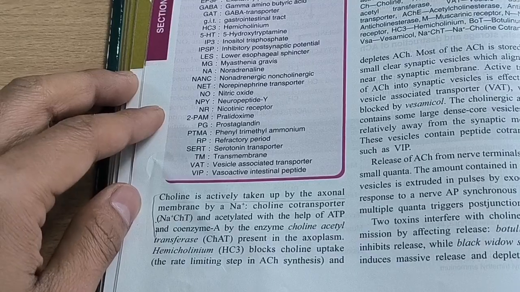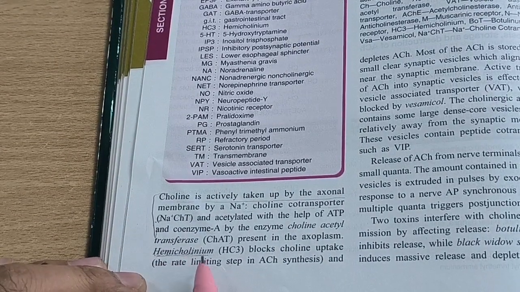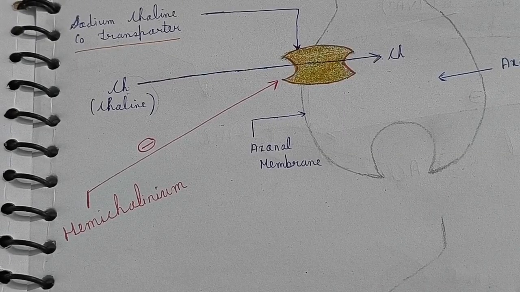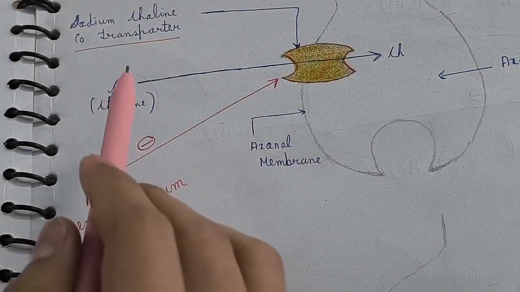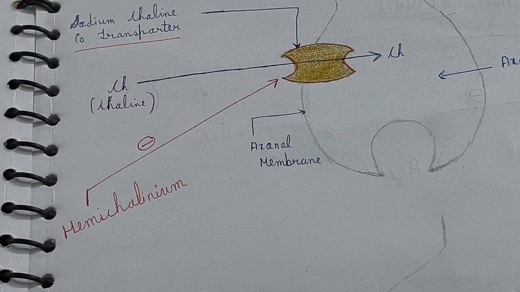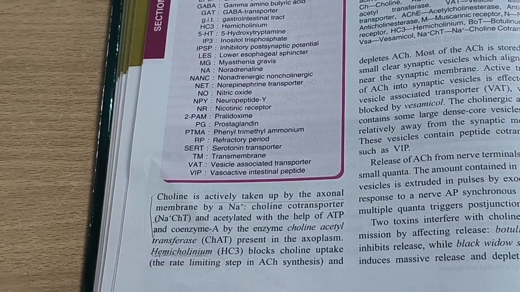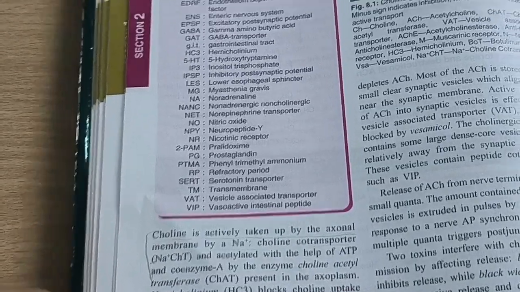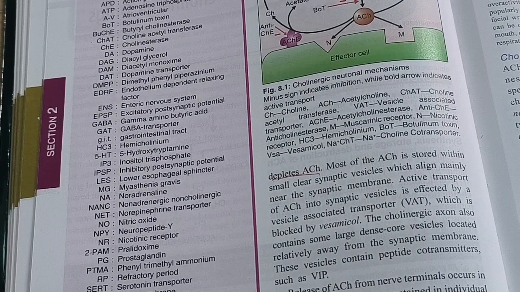Now, I also mentioned the drug hemicholine. It blocks the choline uptake. As I mentioned, hemicholine blocks or inhibits the transport of choline from outside to inside of the axoplasm. The same thing is written here: hemicholine blocks choline uptake and depletes acetylcholine. So this is the main action of hemicholine.